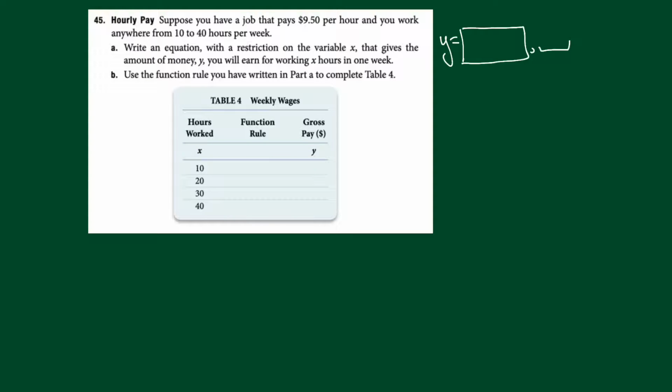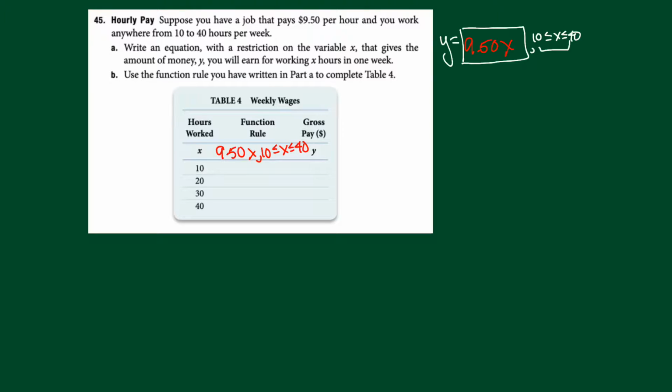So I think in here, we're going to put $9.50 X. So I'm going to write that up here. $9.50 X. But there's a restriction on X, right? What's the restriction on X? X is the number of hours that we work, and it's not just going to be any number at all, right? We're restricted to between 10 and 40. So why don't we write this as 10 less than or equal to X less than or equal to 40. All right, so we could write that here. So here's our restriction. 10 less than or equal to X less than or equal to 40.